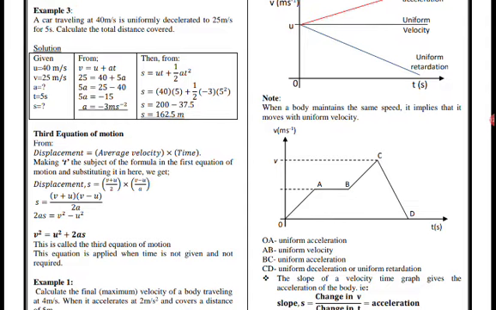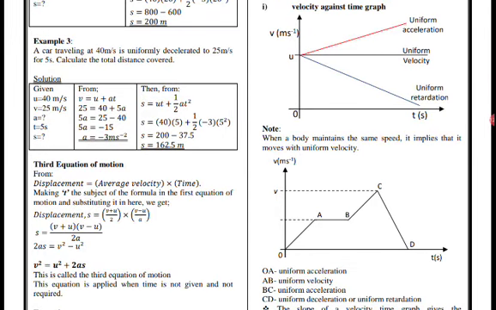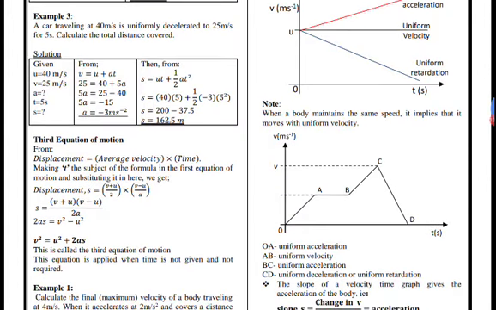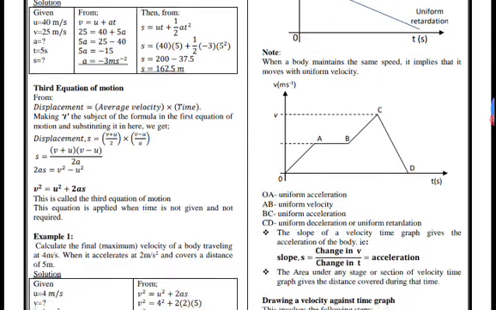Then we have point B, AB. You're seeing that line is flat. So when we go back to our first graph, that means that the body is moving with uniform velocity, because you're seeing time is changing, but velocity is not changing. BC, again the body is moving with uniform acceleration. Then when it comes to CD, the body is uniformly decelerating. It decelerates to rest.